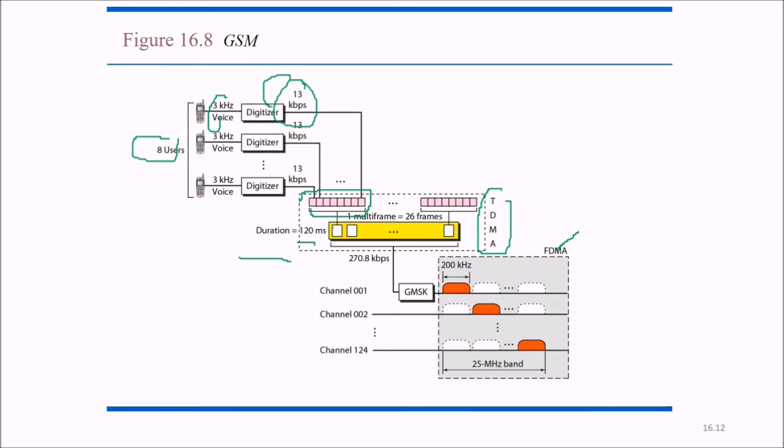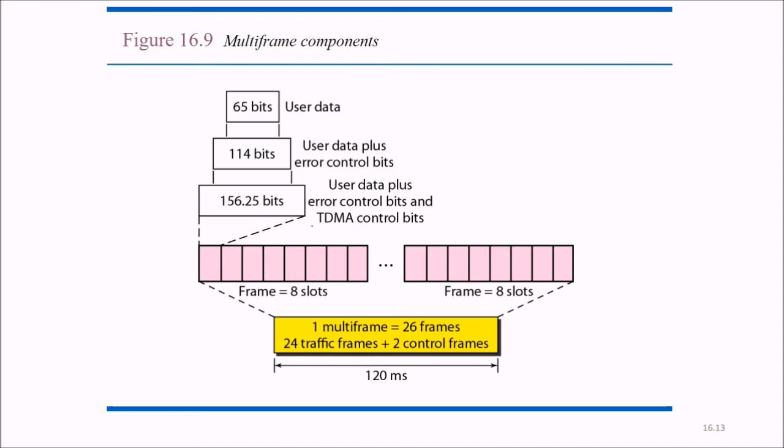There is a partition which is 26 frames. It is using 26 frames for each duration. So a 120 millisecond duration is given for each of these users, and the whole of this is 271 kbps. Using your GMSK, you can again do the FDMA. You have 25 megahertz, and now you can communicate.